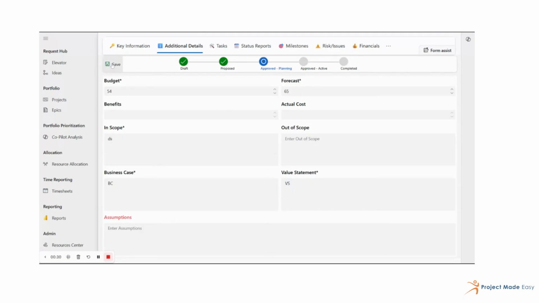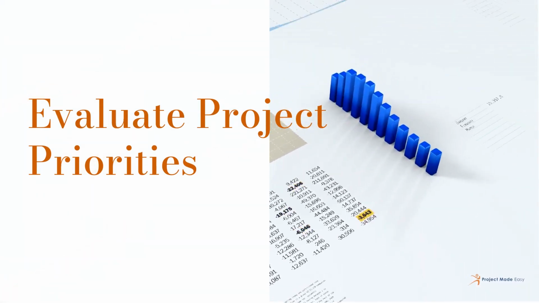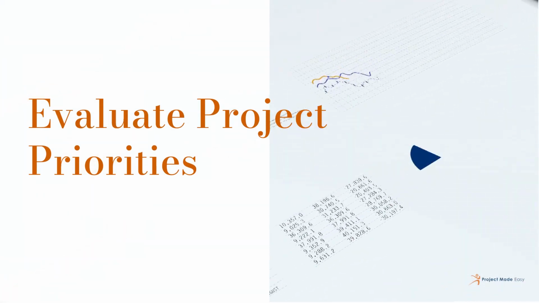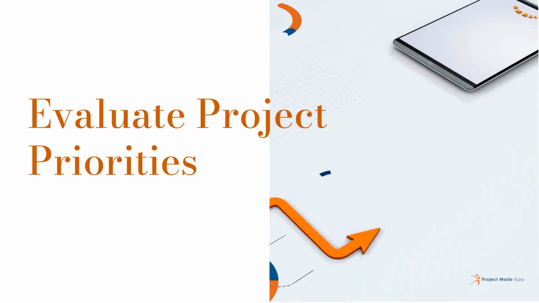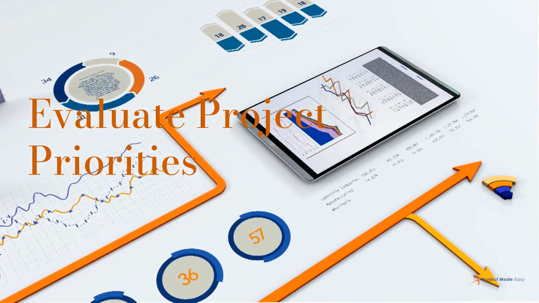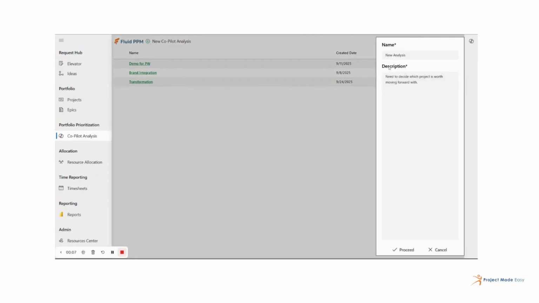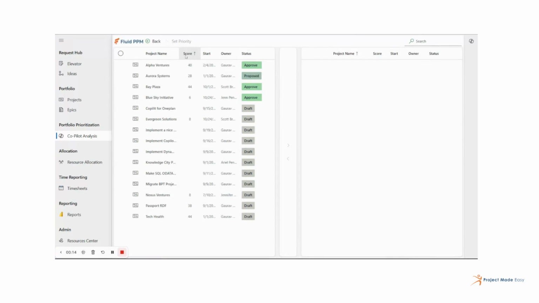Moving on to analysis. Leverage AI-driven insights for strategic alignment. Copilot Analysis provides data-backed recommendations, enhancing project prioritization. To use Copilot Analysis, click on Copilot Analysis. Click the Add button. Enter name and description. Then, click Proceed. It will show a list of projects below.